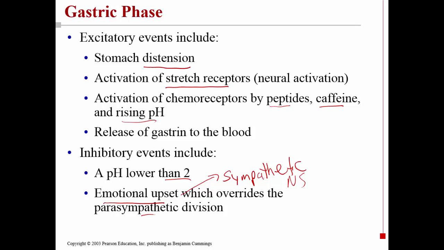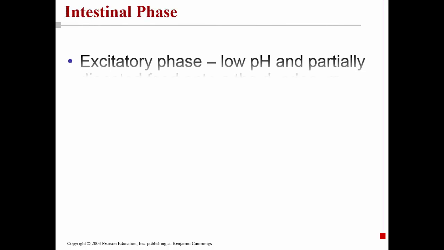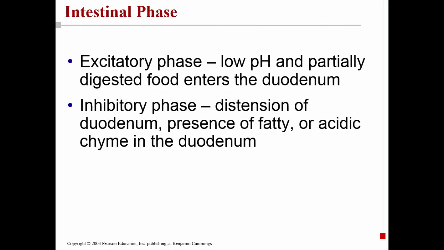Now, what about once food leaves your stomach and enters the small intestine? Actually, there are things that can occur that trigger the release of gastrin in your stomach. This might seem strange because you might think, well, the food's already left the stomach. It's in the small intestine. So why would something happening there trigger the further release of gastrin in your stomach?